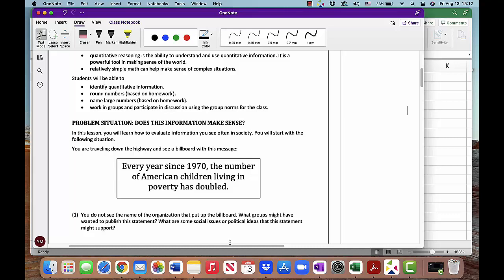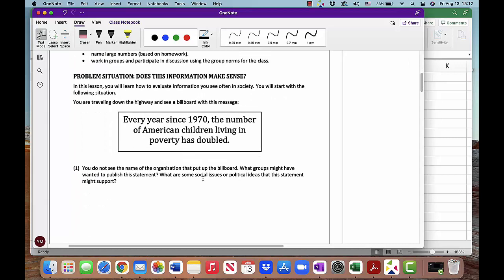Alrighty, so let's look at the following situation. You are traveling down the highway and you see a billboard with this message: Every year since 1970, the number of American children living in poverty has doubled. You do not see the name of the organization that put up the billboard. So the question is, what groups might have wanted to publish this statement? What are some social issues or political ideas that the statement might support? I'll give you a moment to think about those questions and write 2 things down.